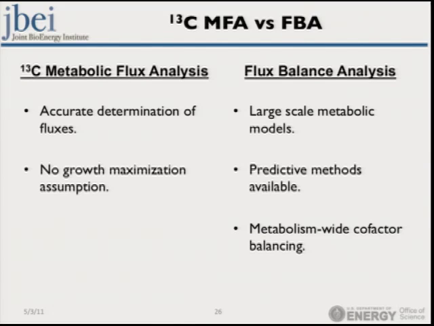Now, both methods, 13C and flux balance analysis, have advantages and disadvantages. In 13C, you can have a more accurate determination of fluxes because you're using much more data. Instead of using just the fluxes that have been measured and stoichiometric constraints, you're using the constraints that are created by the amino acid labeling. That constrains the fluxes from central carbon metabolism incredibly well. So it gives you a very accurate determination of fluxes. And you don't have to assume any growth maximization assumption. You're just trying to fit your data as close to the experimental data as possible.